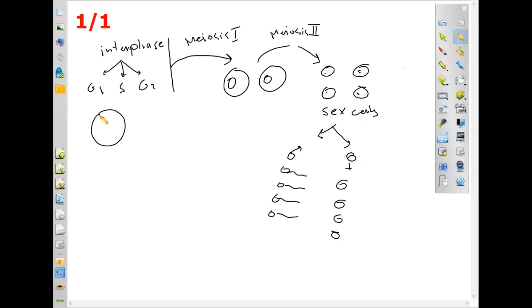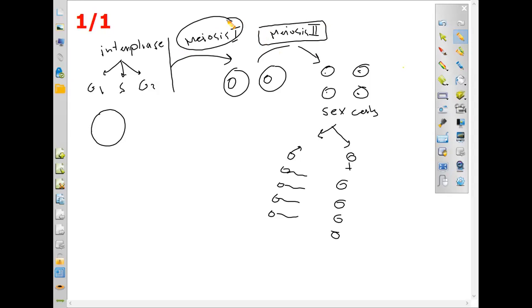The question is how meiosis is done. What are the steps? How does the cell go through this division? We are going to have two steps of division of the nucleus, meiosis 1 and meiosis 2. Actually, meiosis 2 is exactly the same as mitosis, no difference. While meiosis 1 is the one which has some differences.